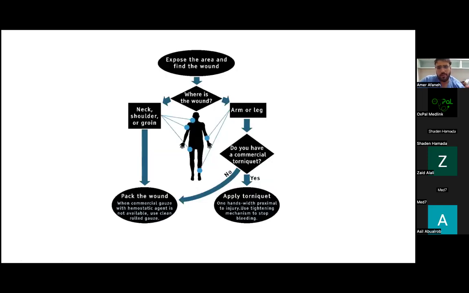This is another thing I found on Google, kind of helpful. Same thing. Where's the wound? Is it a junctional area, neck, shoulder, groin, or arm or leg? If you have a tourniquet, you can use a tourniquet for the extremity. If not, pack the wound or hold pressure, right?